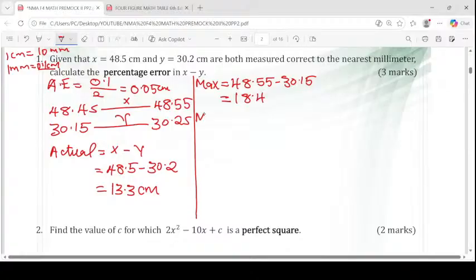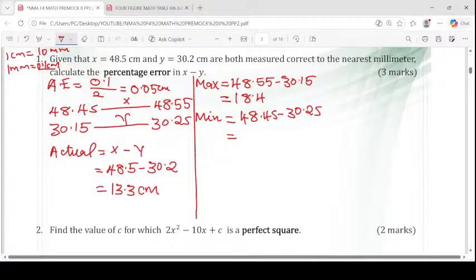Then we can also get the minimum difference. You take the smallest value of x, which is 48.45, minus the biggest value of y, which will be 30.25. So 48.45 minus 30.25, you get 18.2. Is it? Am I doing it right? Let me check. Just a moment, let me see.